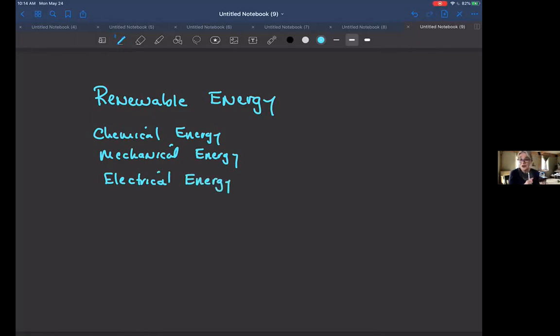Electrical energy is the movement of electrons, and that movement is actually a type of mechanical, but that movement is what powers, say, most of the devices that we own, that electrical energy.